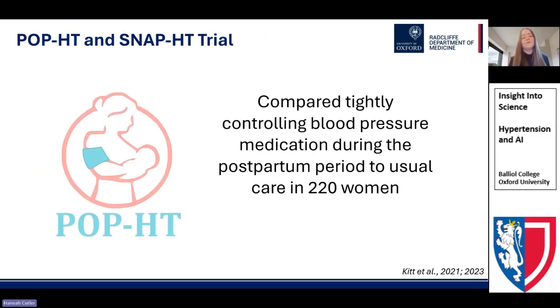Now, I'm just going to talk about a particular trial. This was called the POP-HT and SNAP-HT trial. What they did was compare tightly controlled blood pressure medication during the postpartum period to normal healthy care in 220 women.